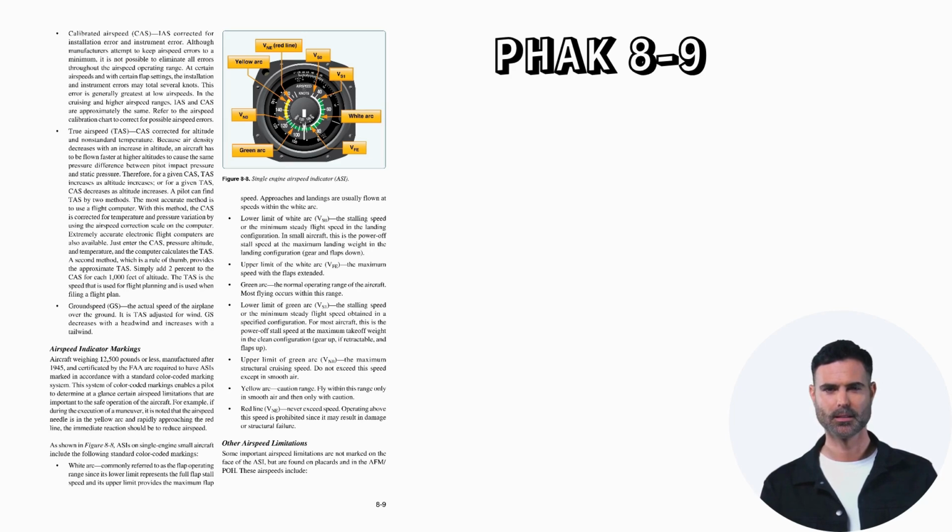Ground speed, GS, is the actual speed of the airplane over the ground. It is TAS adjusted for wind. GS decreases with a headwind and increases with a tailwind.